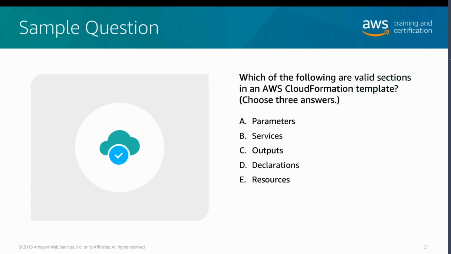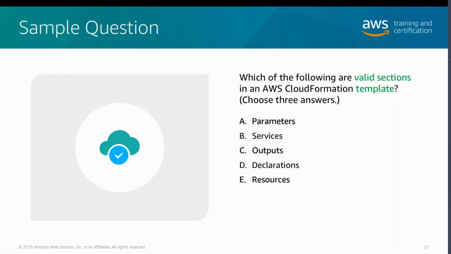The next sample question here is just saying which of the following are all valid sections in an AWS CloudFormation template. It's asking us to choose 3 different answers here. So which 3 are valid if we're thinking about the valid sections of a template itself? We're determining what those are.